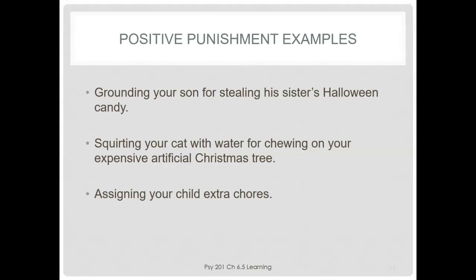Some more examples. Grounding your son for stealing his sister's Halloween candy. Squirting your cat with water for chewing on your expensive artificial Christmas tree. Assigning your child extra chores. These are positive punishment examples. They're positive because you're adding to the situation. So you've added water or extra chores, or you add a grounding, and then because it's a punishment, it's going to decrease a behavior.